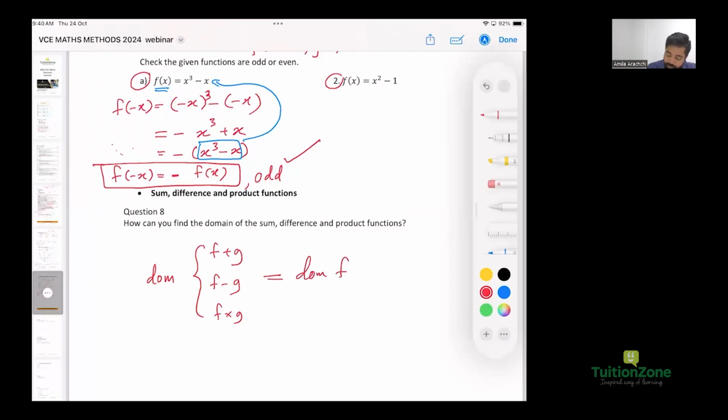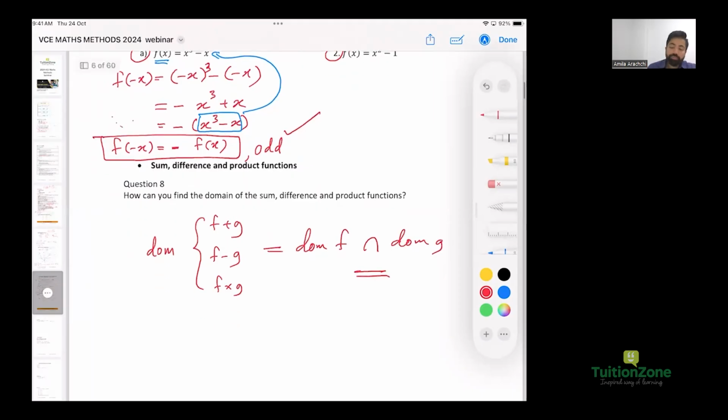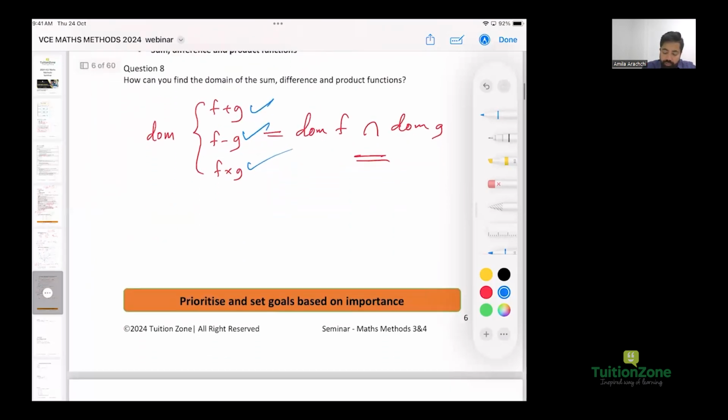the domain of f intersected with the domain of g. So we're looking at the intersection of them. It doesn't matter if they're asking the addition, subtraction, or the product. That should be in the notes, but yeah, check it out.